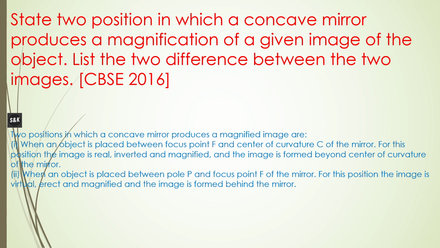Next, state two positions in which a concave mirror produces a magnification of a given image of the object.